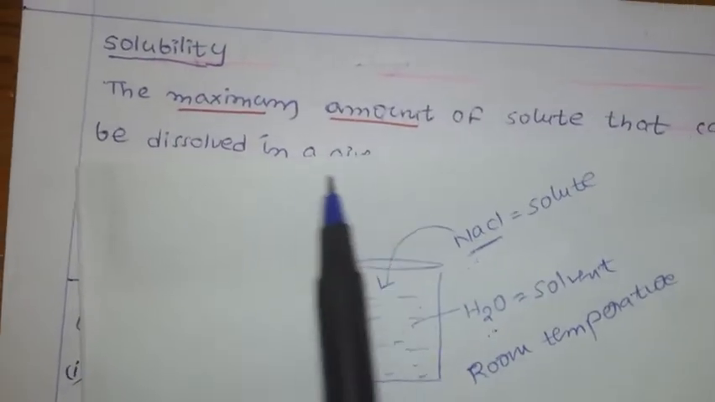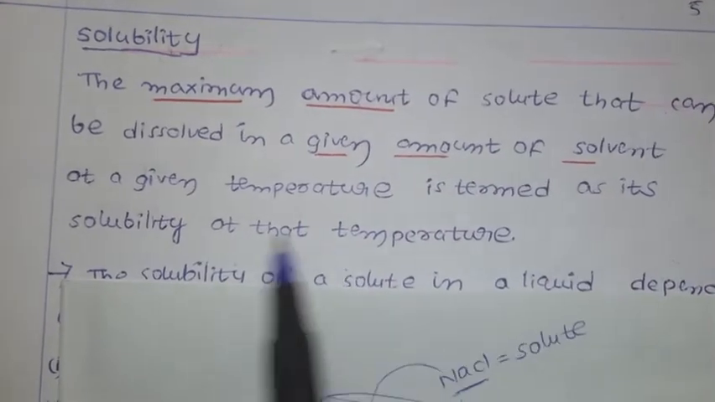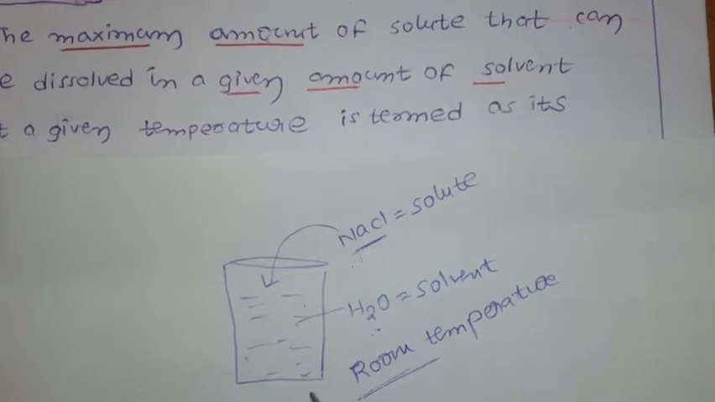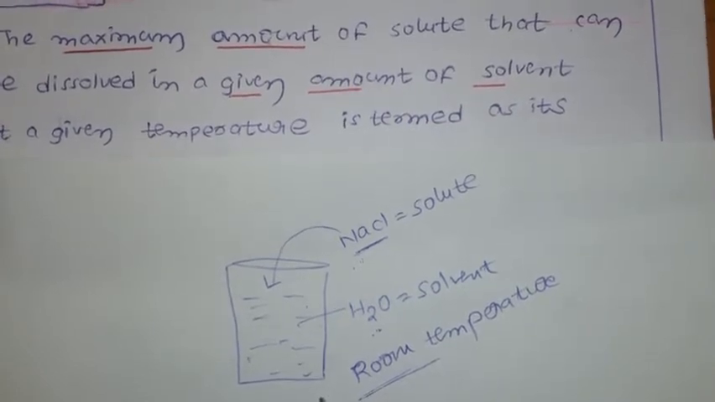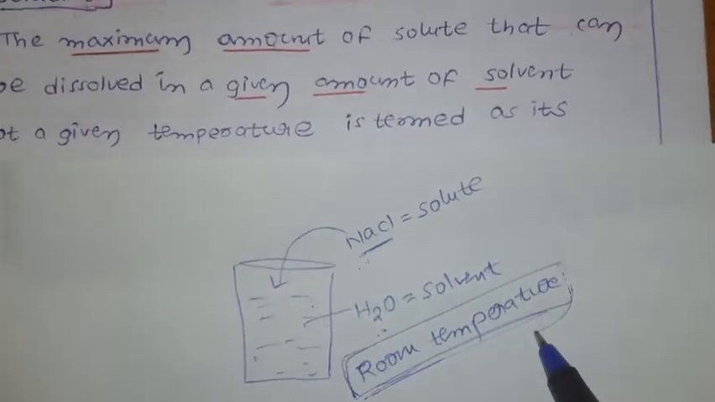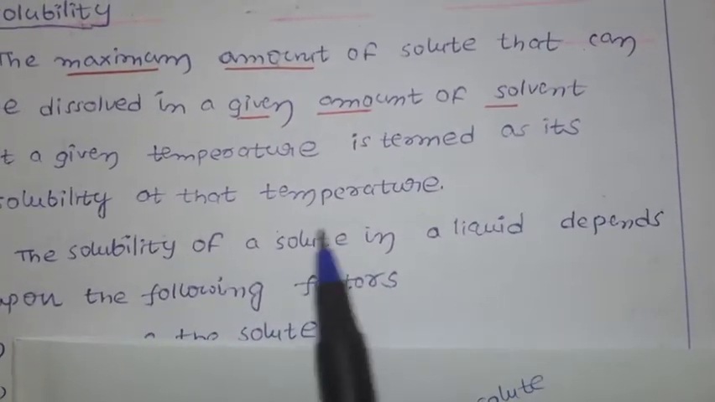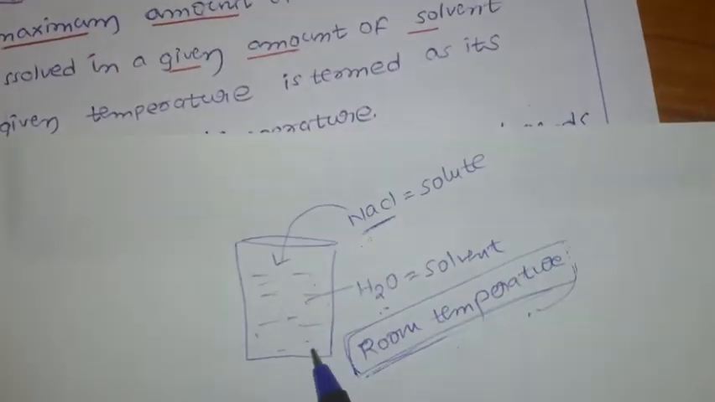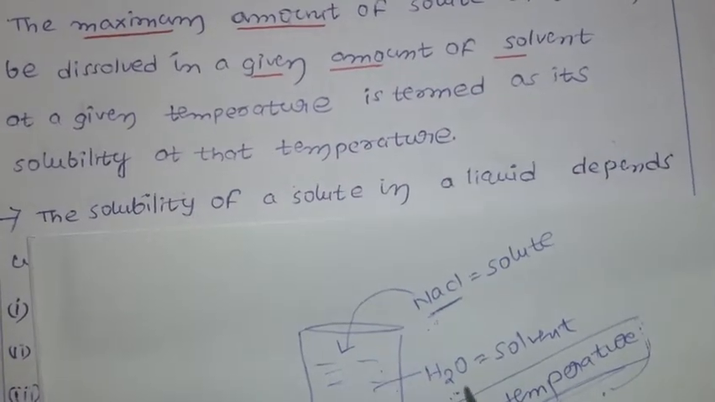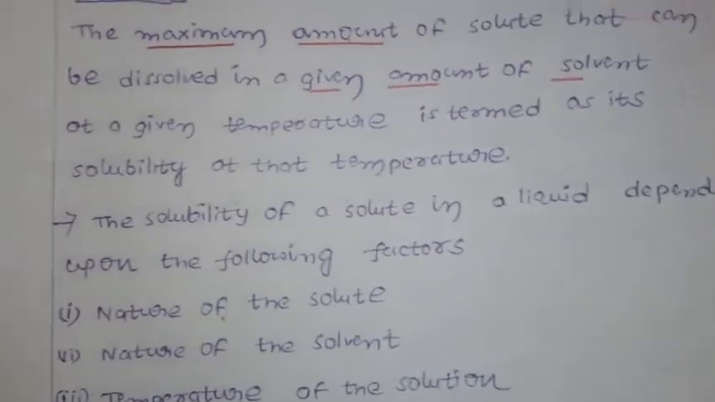That is solubility: the maximum amount of solute that can be dissolved in a given amount of solvent at a given temperature. I am talking about room temperature. Otherwise, if you increase the temperature, solubility increases. It depends on the temperature. At a given temperature, it is termed as the solubility at that temperature. This is the solubility of sodium chloride in water. To what extent a solute can dissolve in the solvent at a given temperature is called solubility.